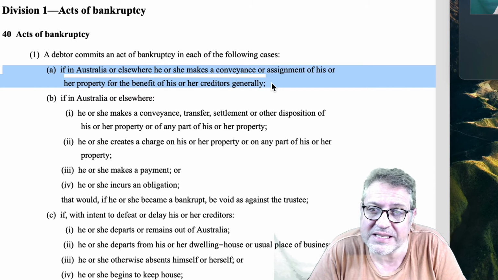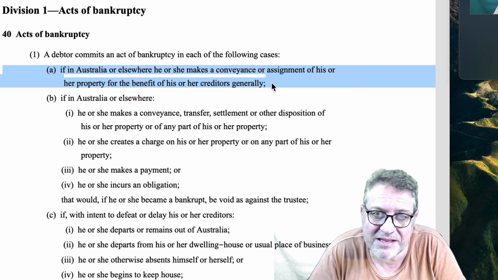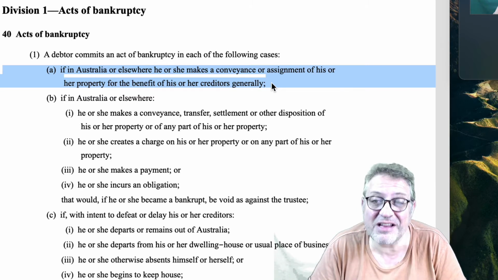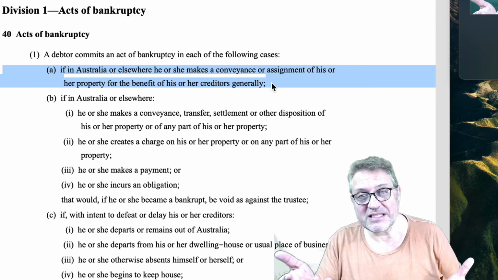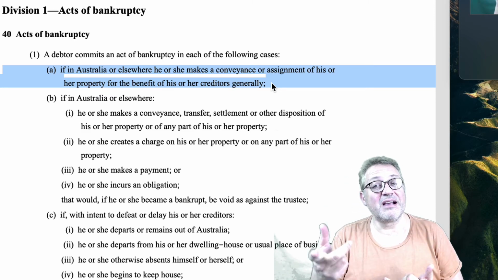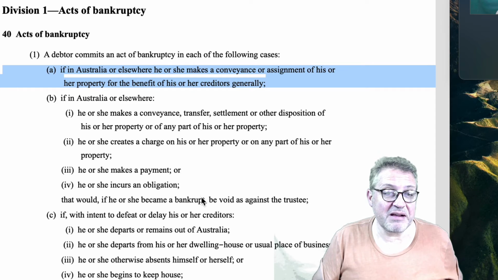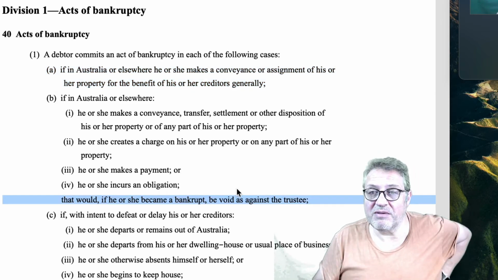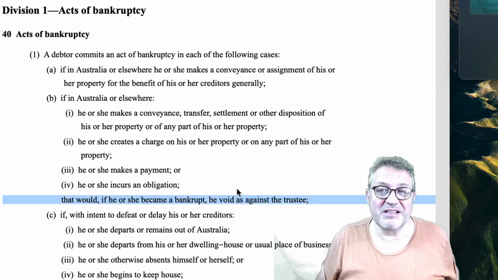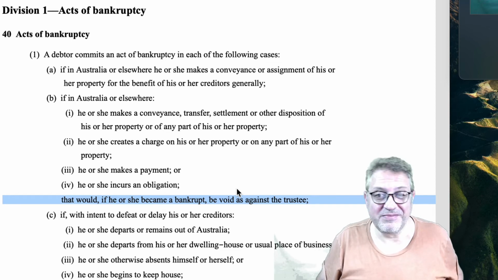So if you're in that position where someone has conveyed or assigned their assets for the benefit of some other creditor other than you, again, there's exceptions, so secured creditors. But if they give it away for unsecured creditors, or maybe they try and hide their assets and give them to their children or something like that, act of bankruptcy, able to be unwound, very cool.